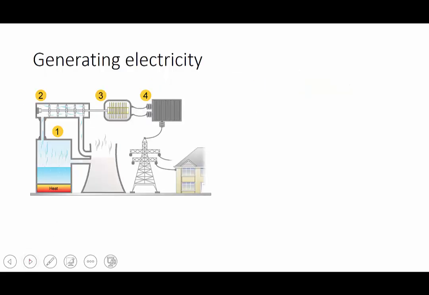Right, last section is generating electricity. So we're going to start by looking at how we can get electricity from non-renewable energy sources. So that's going to be our fossil fuels and nuclear power.